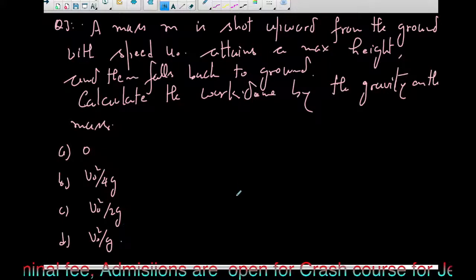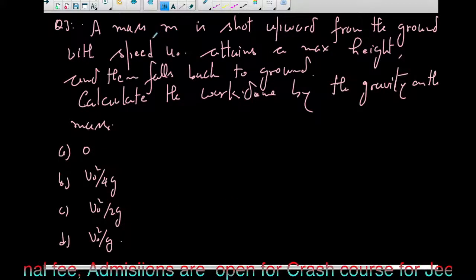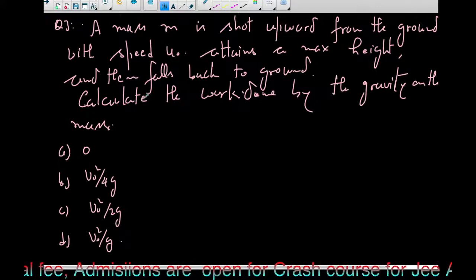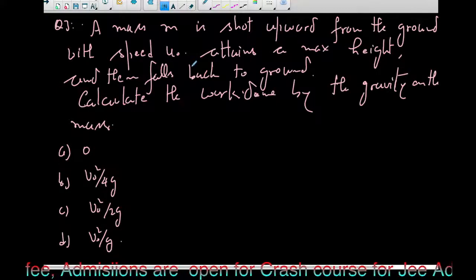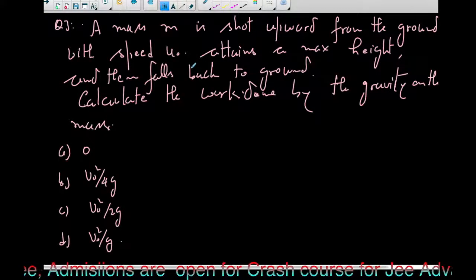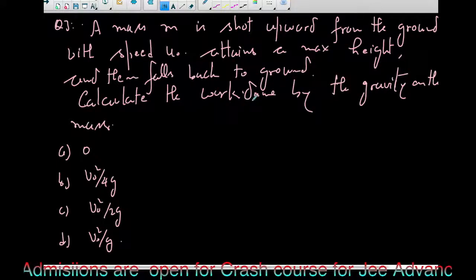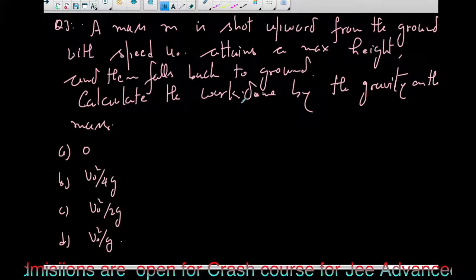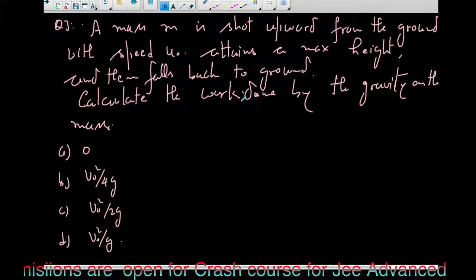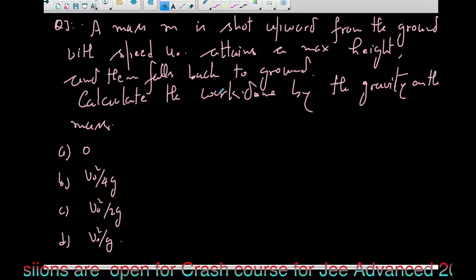First, check this one: a mass is shot upward from the ground with speed u naught. We have to find the work done. For work done, that is force and displacement, W is equal to F dot dx, dr, whatever that is.